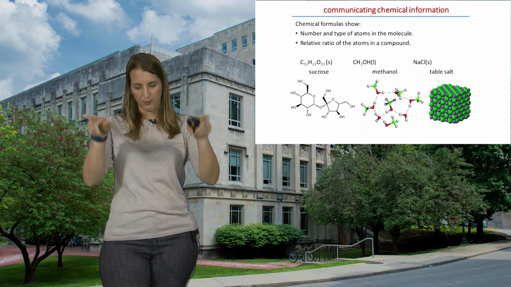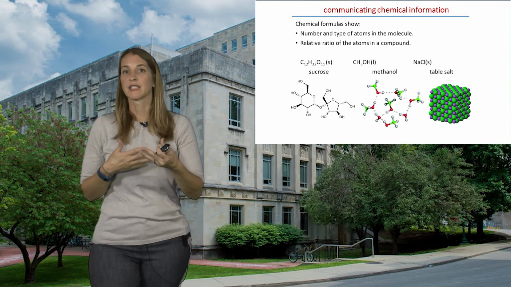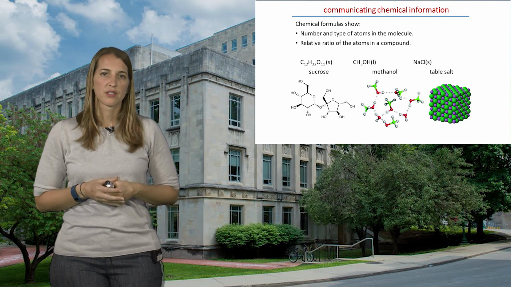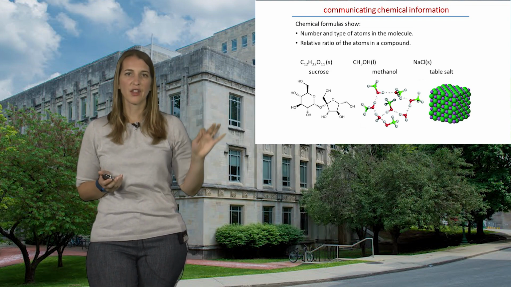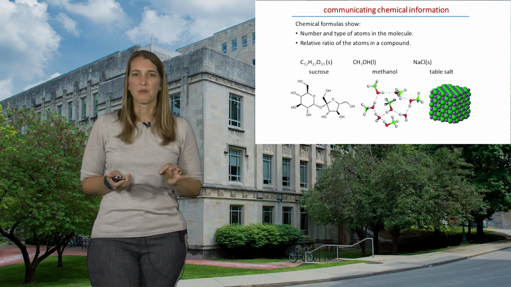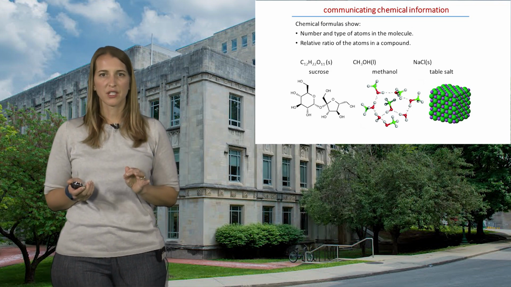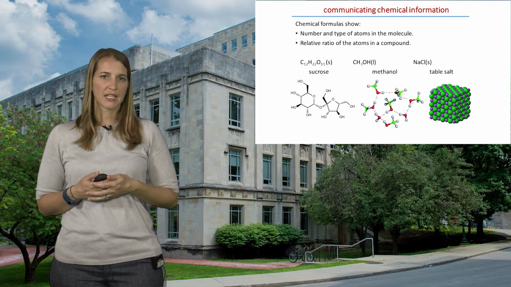C12H22O11. It has parentheses around it and an S. That stands for solid. So sucrose is the name. If you look here, you can see all the oxygens written out. You can see at least most of the hydrogens written out. You do not see the carbons there.